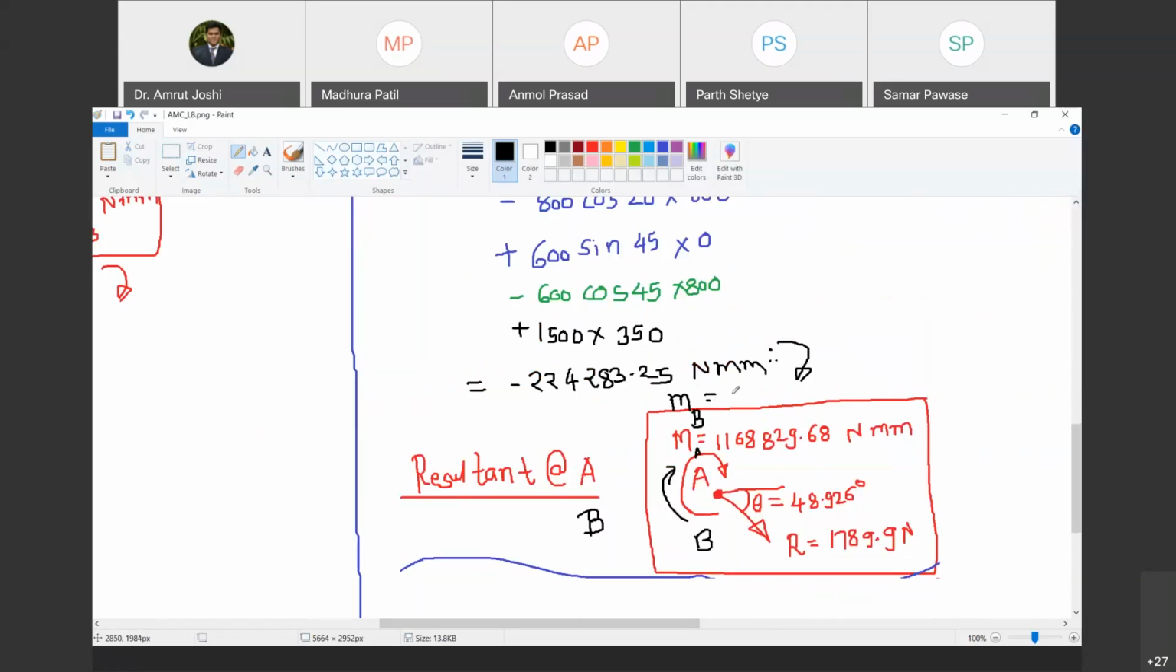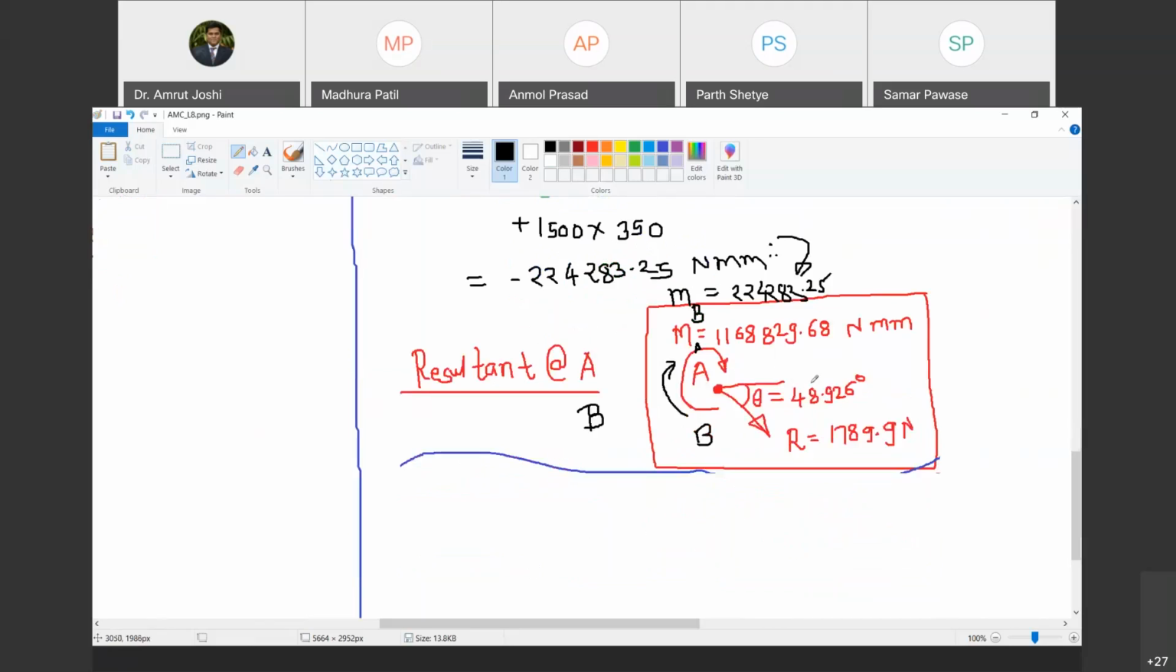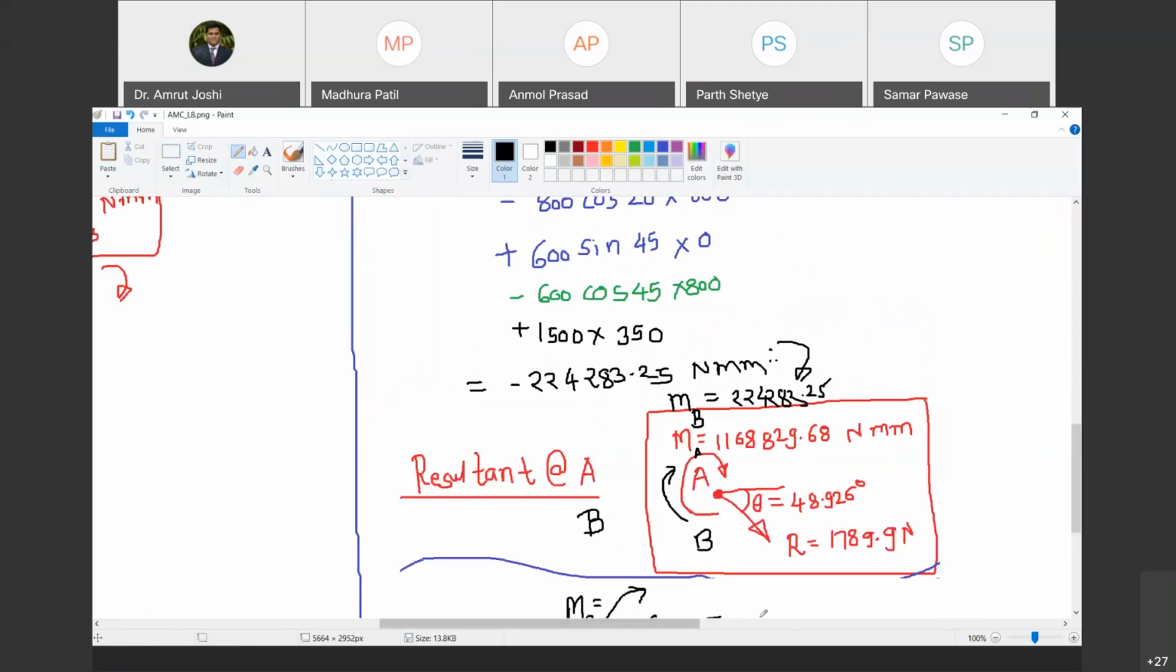And how much is that? That is 224283.25. Happy? So the answer should look something like this. This is R, this is theta. You must mention B here and you must show the clockwise movement. M at B. And write down the answer. Are you with me? Yes, sir.